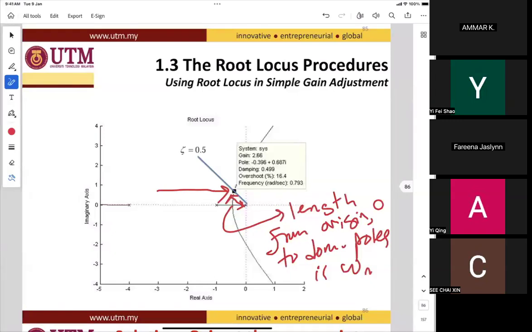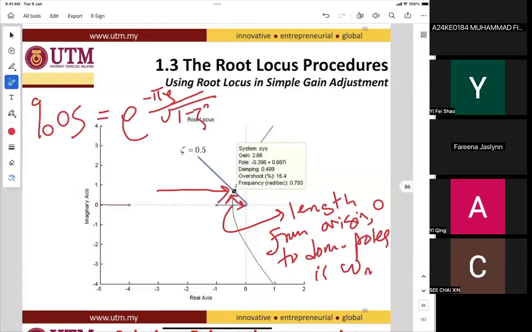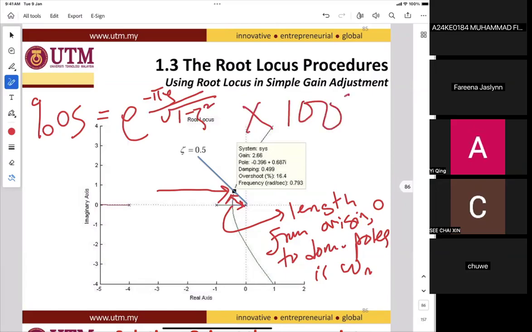Ammar, what is the value of overshoot percentage in this case? 16.4%. What is the formula for overshoot in zeta terms? Akmal? Ammar? I don't know, Doctor. So this is the formula. Okay.